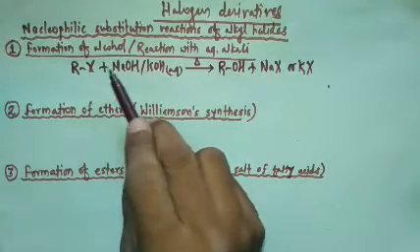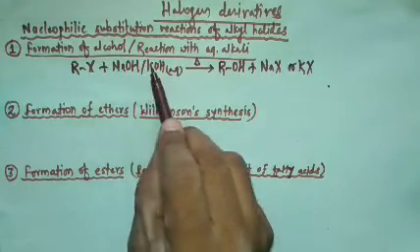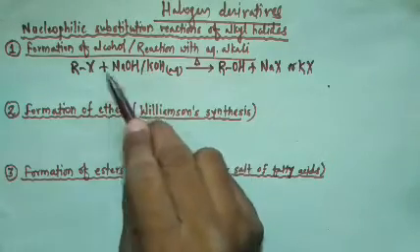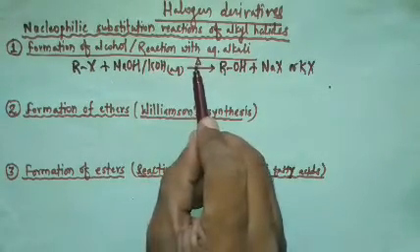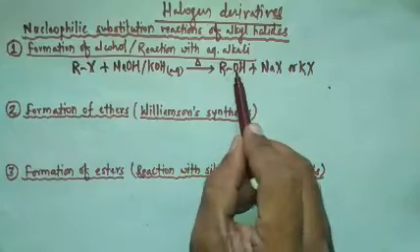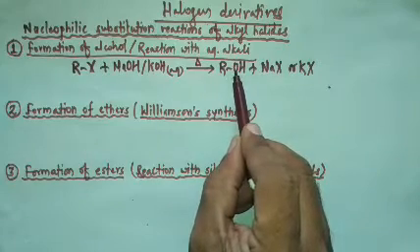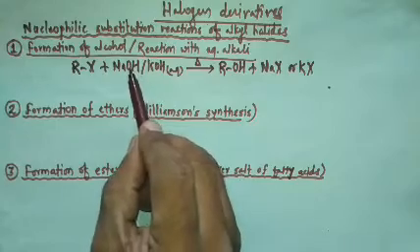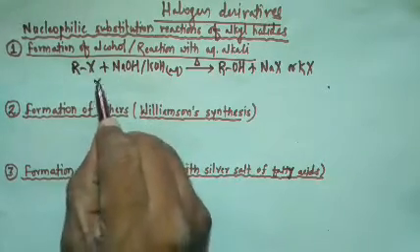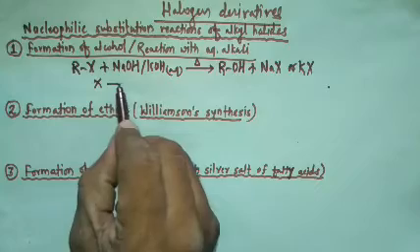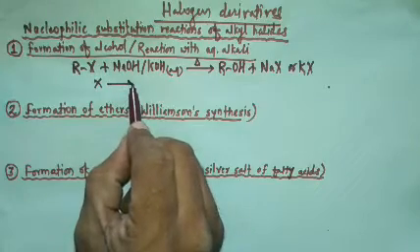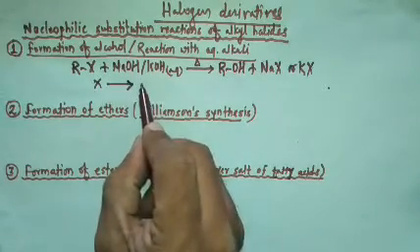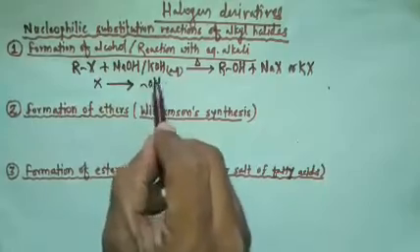So alkyl halide on reacting with aqueous alkali like NaOH or KOH, and when the reaction mixture is heated, then alkyl halide gets converted into alcohol. So in this reaction, the halogen from alkyl halide gets replaced by OH group.